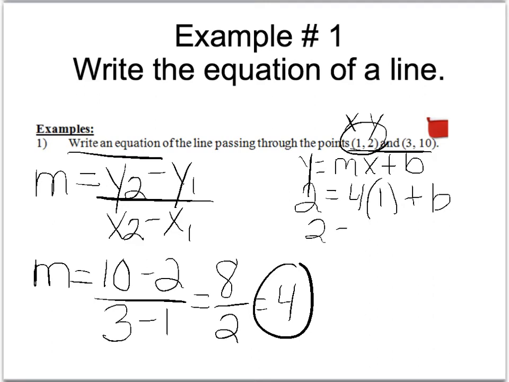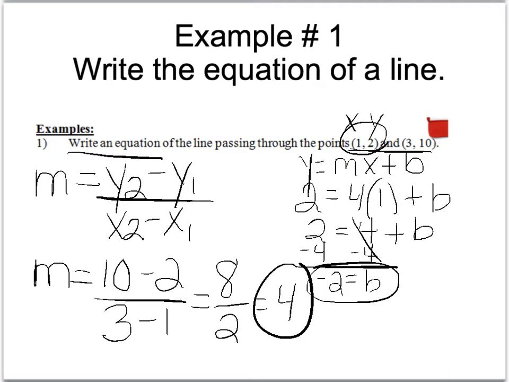So I have 2 equals 4 plus b, because 4 times 1 is 4. To isolate b to get it all by itself, I'm solving a one-step equation, so I am subtracting 4 from both sides. Here we have that 4 minus 4 is 0. We are left with b equals 2 minus 4, which is a negative 2. So now we have a value for m and a value for b. We're going to plug it into our y equals mx plus b as y equals m is 4, x plus b, or in this case it's a minus 2.